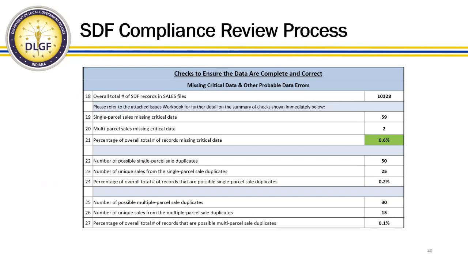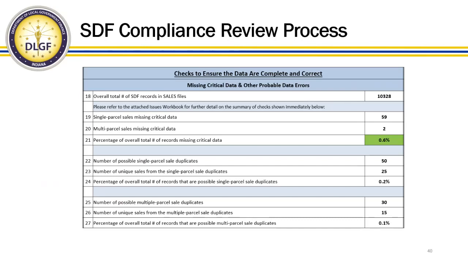And then moving down through the other lines on this screenshot, lines 22 through 24 pertain to the single parcel sales duplicates tab on the issues workbook. We're going to provide a count of the number of possible single parcel sales duplicates, which it looks like is 50 here. And from those 50 records we noted, we think there are 25 unique sales. And then we're going to provide a percentage of the single parcel sales duplicates compared to the total number of records in your data set. So here it's only 0.2%.